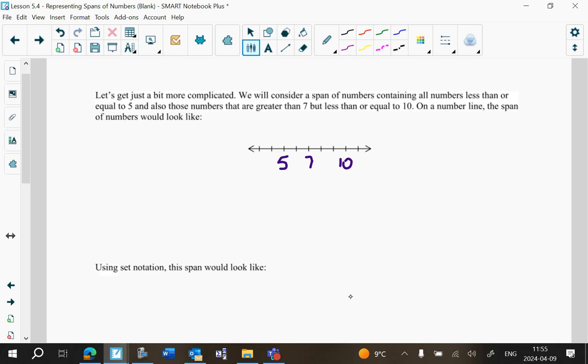When you have more than one span, just do each one separately and then connect them. So how do I show less than or equal to 5? Arrow to the left. How do I show greater than 7 but less than or equal to 10? Segment.